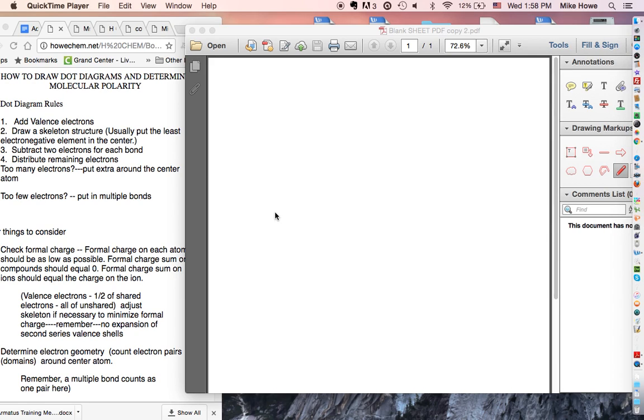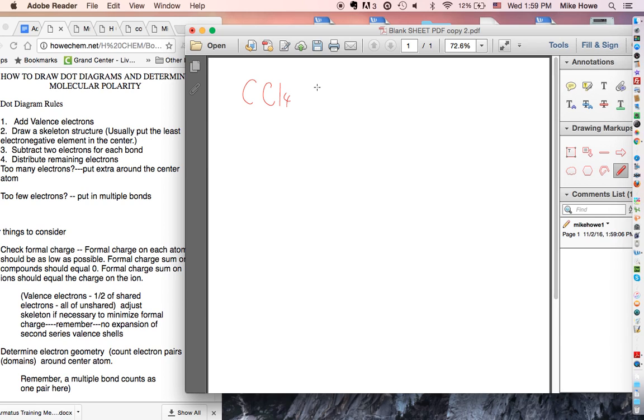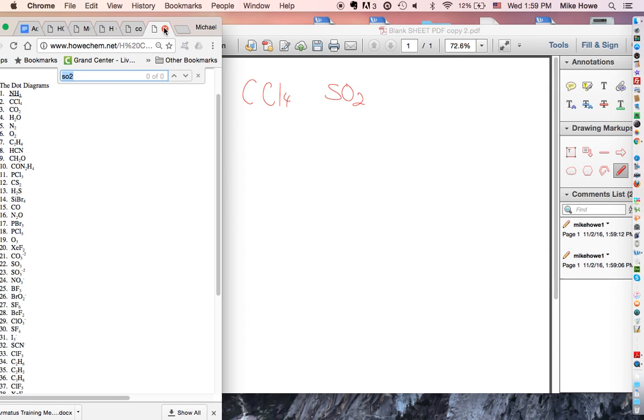So this is the promised instruction for drawing dot diagrams in case you need another run at trying to understand this. I'm going to do three different ones for you real quickly. The first one is CCl4, that's an easy one. The next one's SO2, which has another little challenge to it. And then we'll do the one that I told you to skip over. I'll just go ahead and do this here with you so you can watch the video.